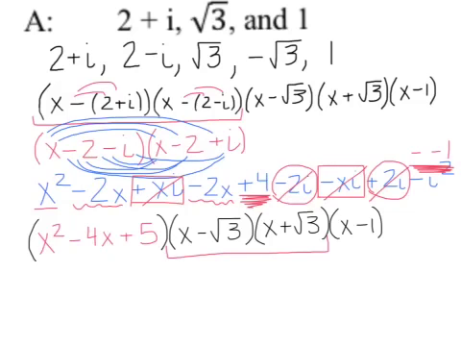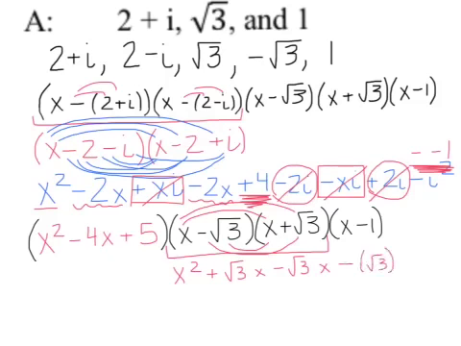So these ones we don't need to do anything fancy to start, we just need to distribute. So we're going to do x times x, that's x squared. X times the square root of 3 is plus the square root of 3x. Then we have the negative square root of 3 times x, so that's minus the square root of 3x. Then we have the negative square root of 3 times the positive square root of 3. So it's a negative and a positive, and that is the square root of 3 squared. When you're multiplying the same thing by itself, you can square it.